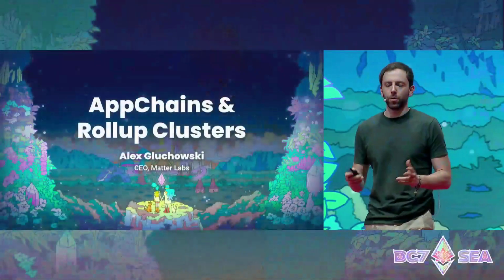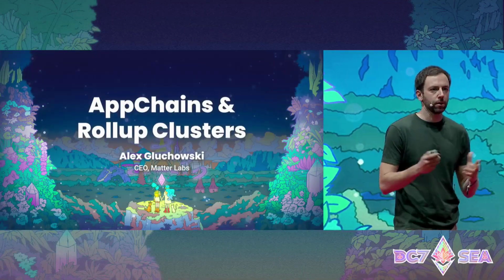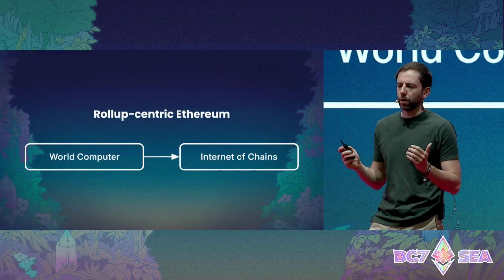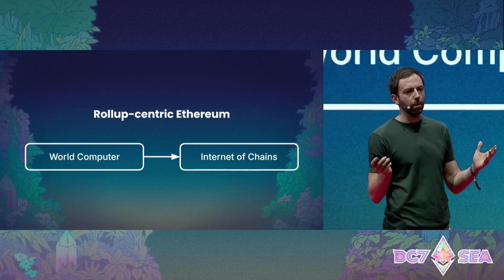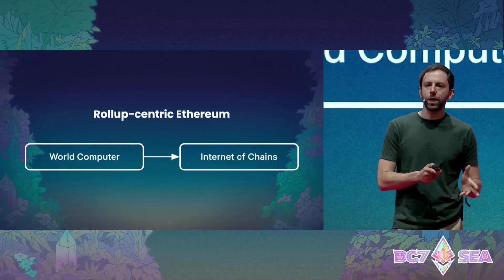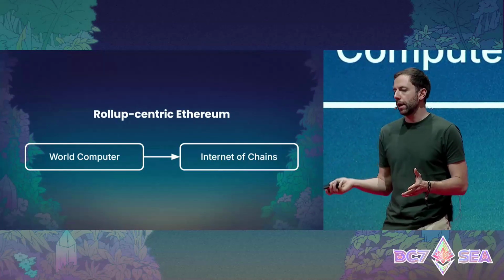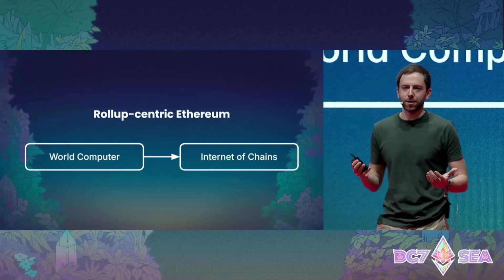Today I'm going to talk about Appchains and how rollup clusters work, what they are, and what implications they have. And I will start with what is probably obvious: the rollup-centric roadmap has led to the transformation of Ethereum's original vision of the world computer into the Internet of Chains, which is not a coincidence.